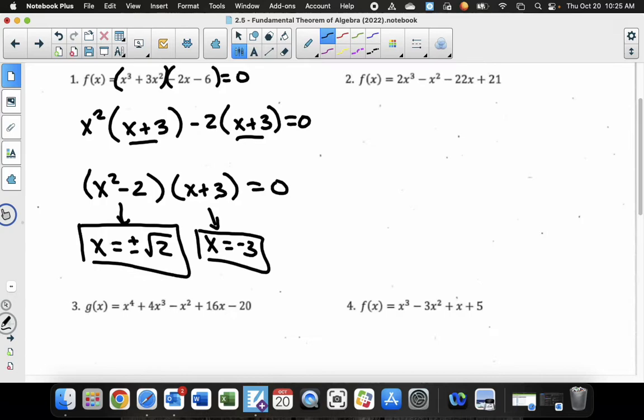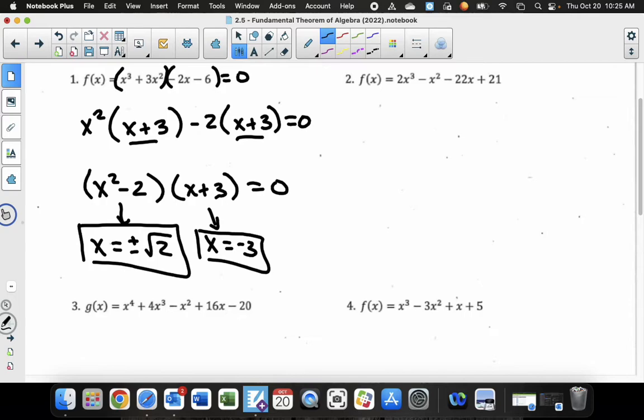So here's the idea. Here's why we're starting with the graphing calculator. In order to do synthetic division, you need a real zero to start with. Okay? You got to have something to start synthetic division. So we're going to use the graphing calculator to find it.